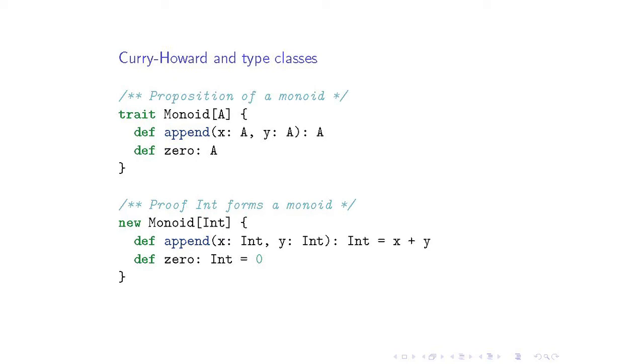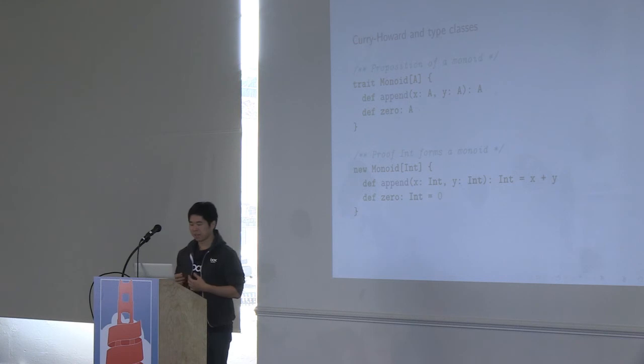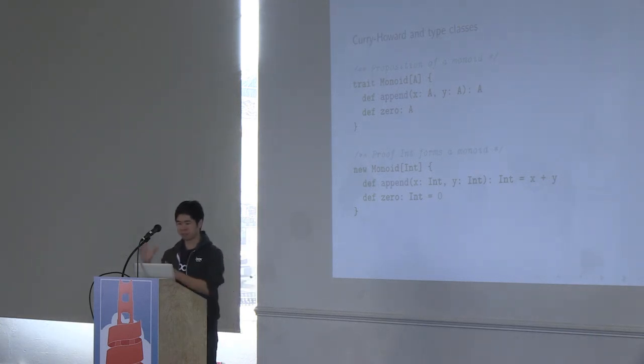So our proposition is simply the type class monoid, and the proof for int is simply to implement monoid of int. And usually this proof will be an implicit value inside an object, maybe the companion object of monoid. One of the reasons you can think about why it's implicit is basically once we've proved it, we're sort of done. We don't want to pass around this proof all around our program, right? We've proved that int forms a monoid. The rest of the program should be able to say, each time something expects a monoid, it should be able to find this proof.